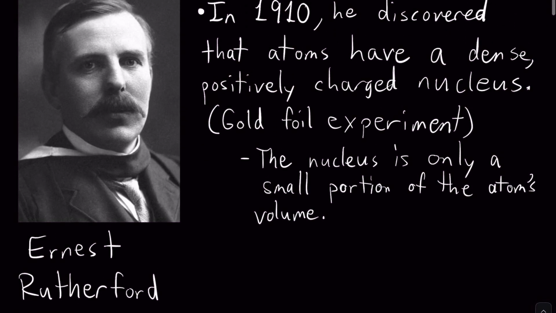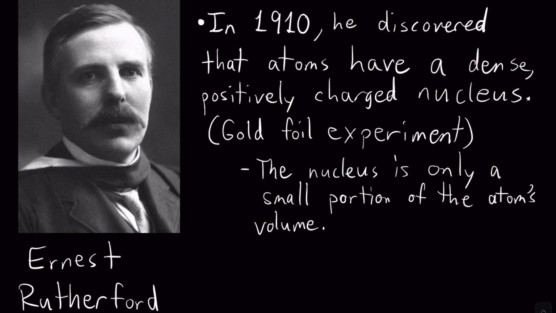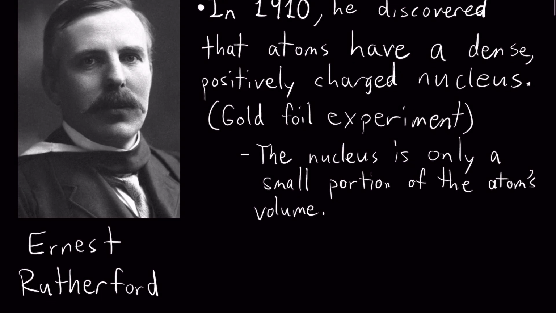So, first things first, we've got Ernest Rutherford. Here's a picture of him. In 1910, he discovered that atoms have a dense, positively charged nucleus, right? If you want to look more into it, it's called the gold foil experiment. So basically, the nucleus is only a small portion of the atom's volume. So what does that mean? There's probably going to be electrons.